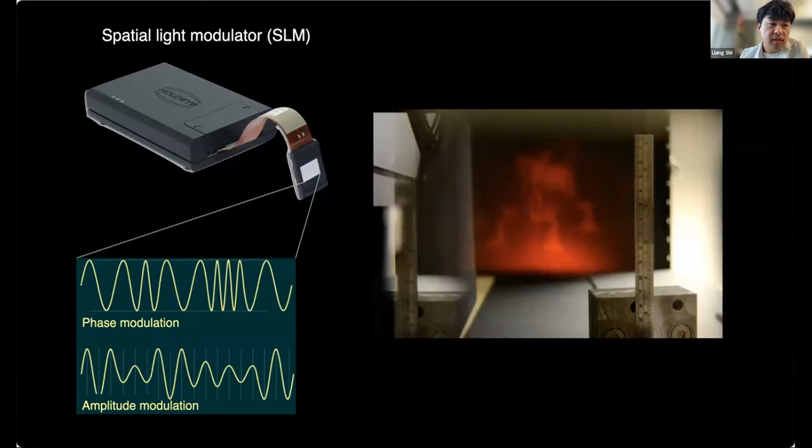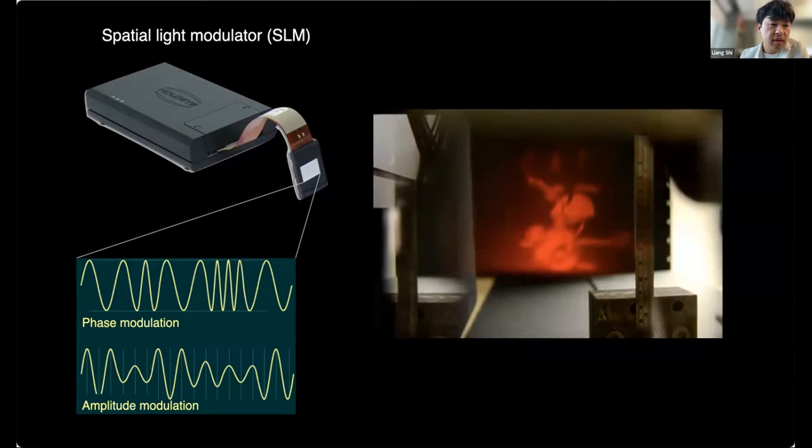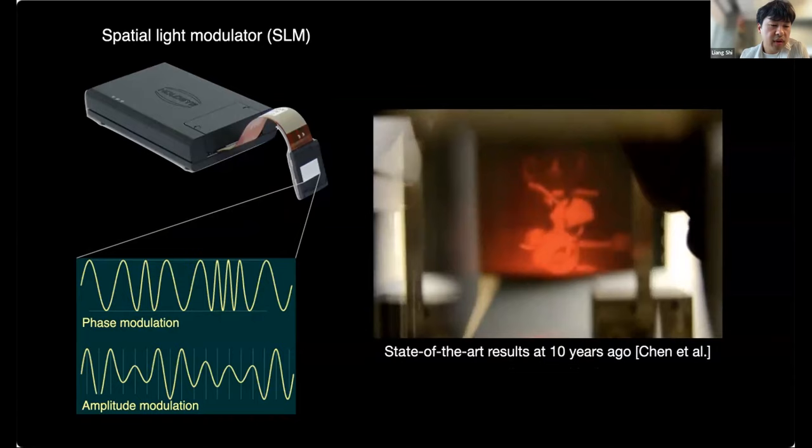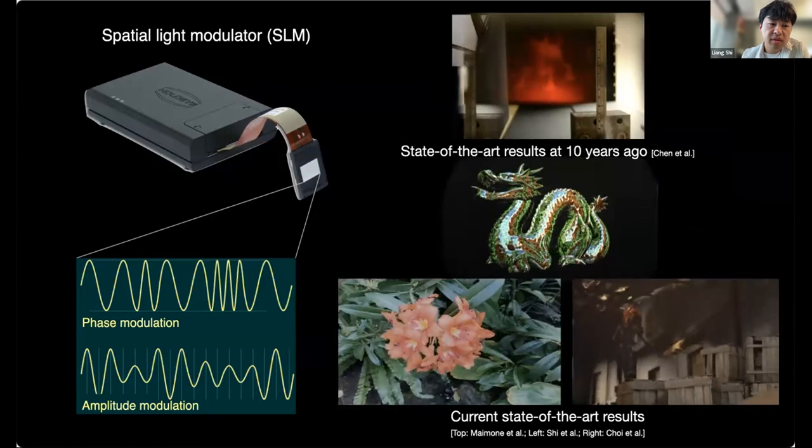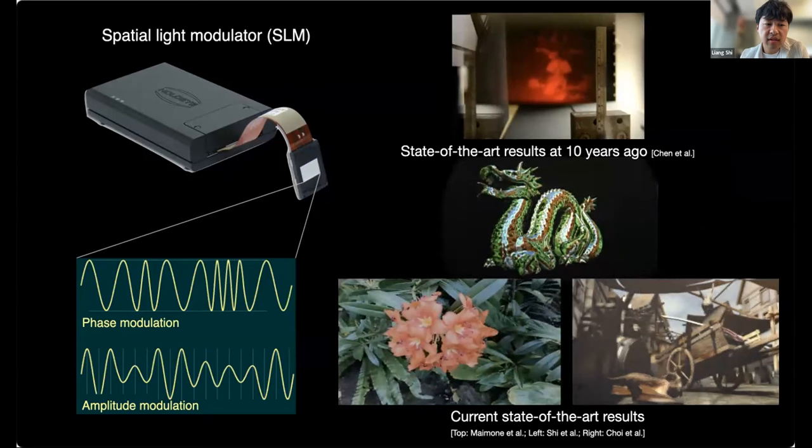We can use a special type of micro display called a spatial light modulator to create dynamic holographic 3D videos through modulation of phase or amplitude. This video shows the state-of-the-art results published around 10 years ago, and we can see the overall image quality was not that impressive back then. This has dramatically changed in the last 10 years, probably more than any of the previous decades, in terms of scene complexity, image quality, and resolution, as evidenced by these latest results from others and our works.